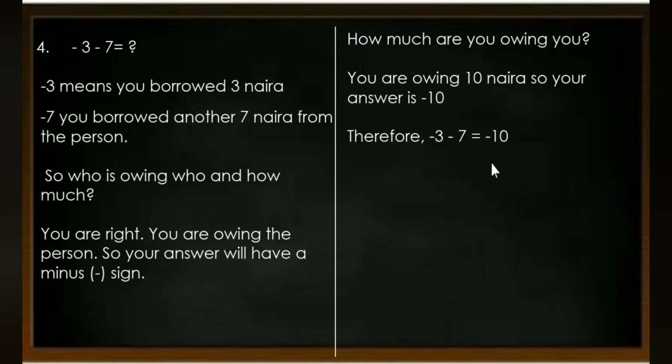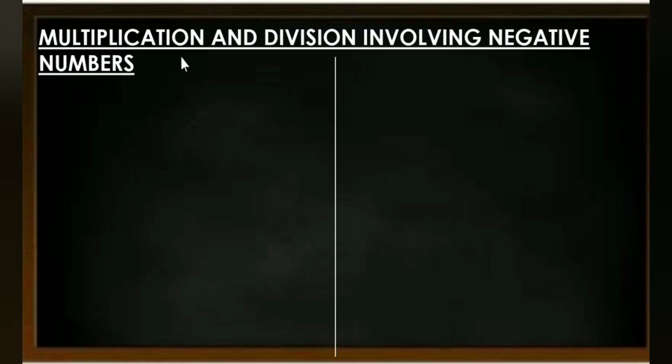Easy, right? Very good. Now let's move on to multiplication and division involving negative numbers. In order for you to understand multiplication and division involving negative numbers, there are rules you have to take note of. We'll start by taking a look at the rules of multiplication. The rules of multiplication says that when minus multiplies plus, you are going to have a minus. When plus multiplies minus, you are going to have a minus. When plus multiplies plus, you are going to have a plus. When minus multiplies minus, you are going to have a plus.